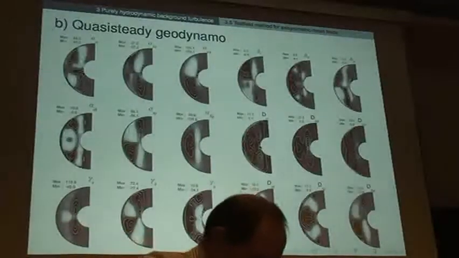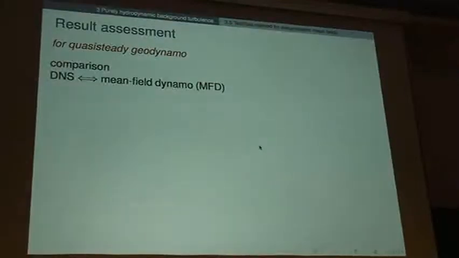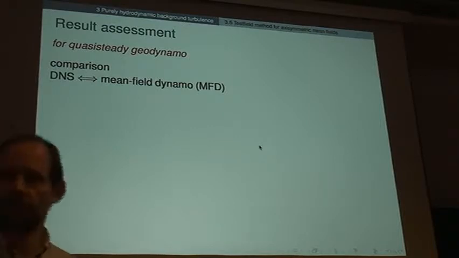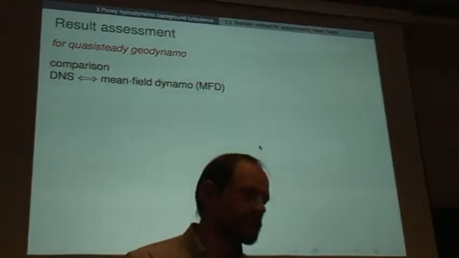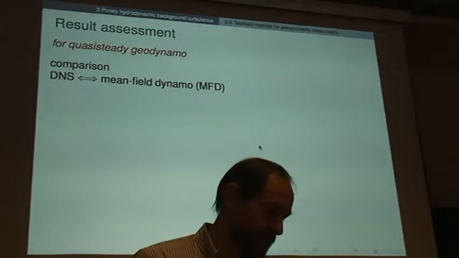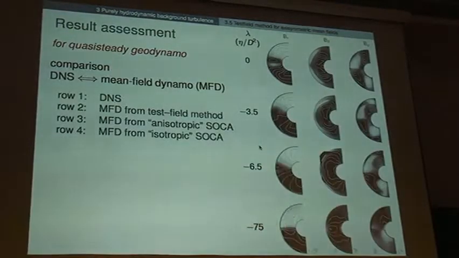And of course, the crucial test for the test field method, done here for just this quasi-steady geodynamo, is the comparison between the direct numerical simulation and the mean field dynamo model. So you have figured out all these mean field coefficients, 27, and you put them into an axisymmetric mean field dynamo model, run it, and compare the results with the results of the direct numerical simulation. This is the crux. This is really hard stuff. So it is decided at this point whether it works or not. And here is the comparison.